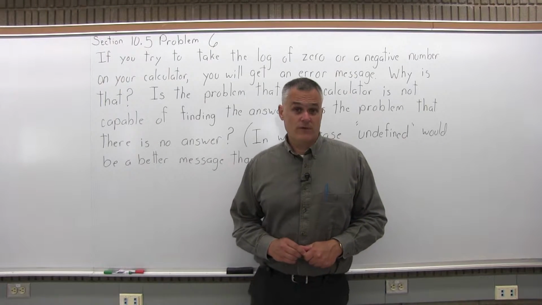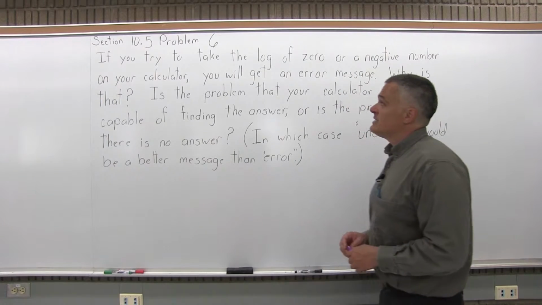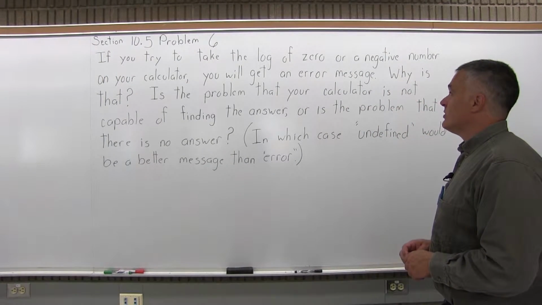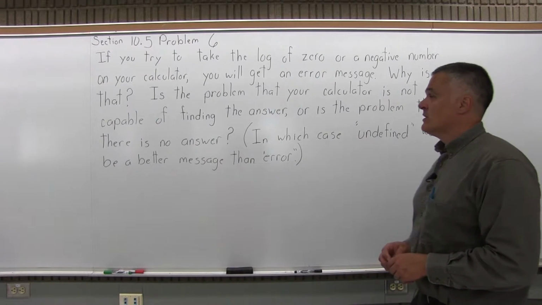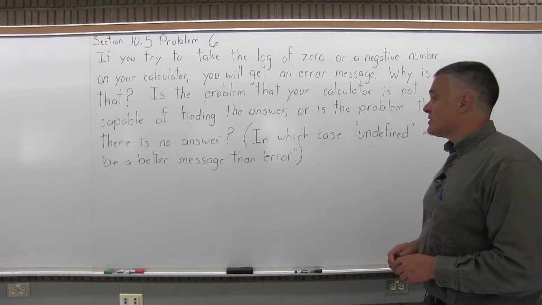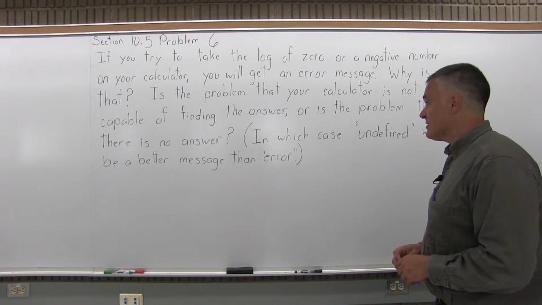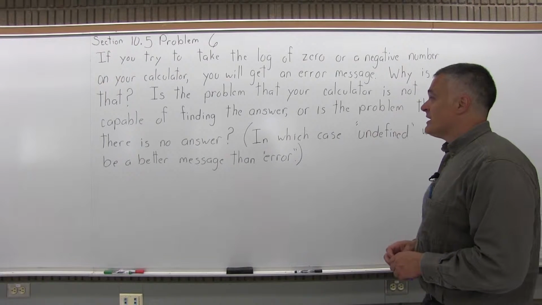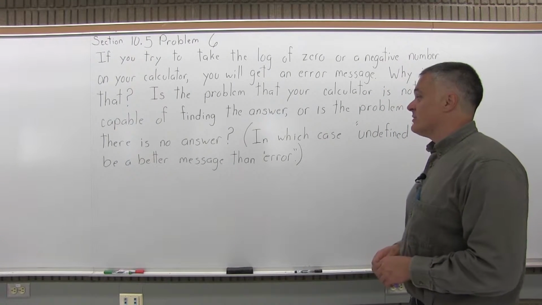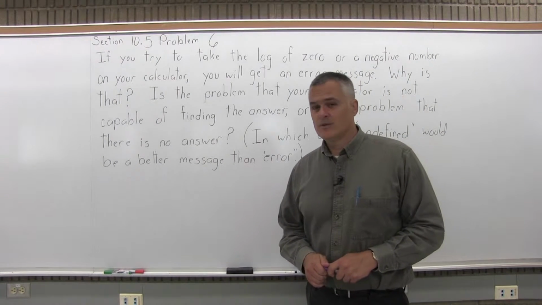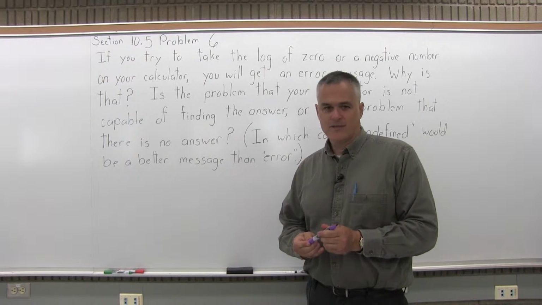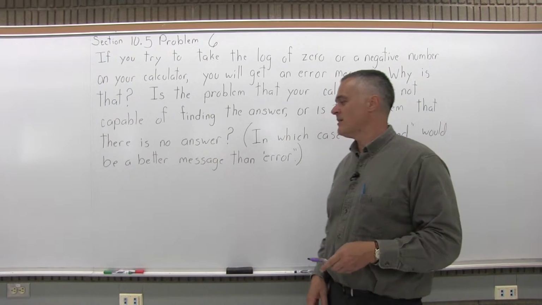This is Section 10.5, Problem 6, and it says, if you try to take the log of 0 or a negative number on your calculator, you will get an error message. Why is that? Is the problem that your calculator is not capable of finding the answer? Or is the problem that there is no answer, in which case undefined would be a better message than error? So which one is it? Is there no answer, or is there an answer that your calculator just can't find? Like if the number gets too big, it can't find it, it'll say error.